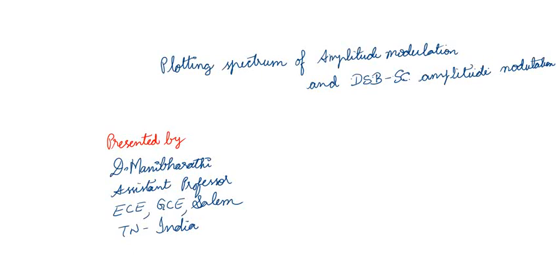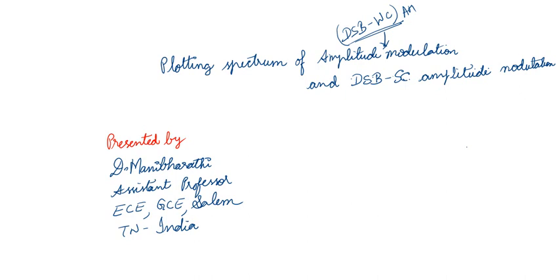In this video, we are going to discuss how to plot the spectrum of the amplitude modulated signal and a double sideband with suppressed carrier amplitude modulation. If I say amplitude modulation, the meaning is this can also be said as double sideband with carrier. Double sideband with carrier amplitude modulation. Or generally, I can simply say it's an amplitude modulated.